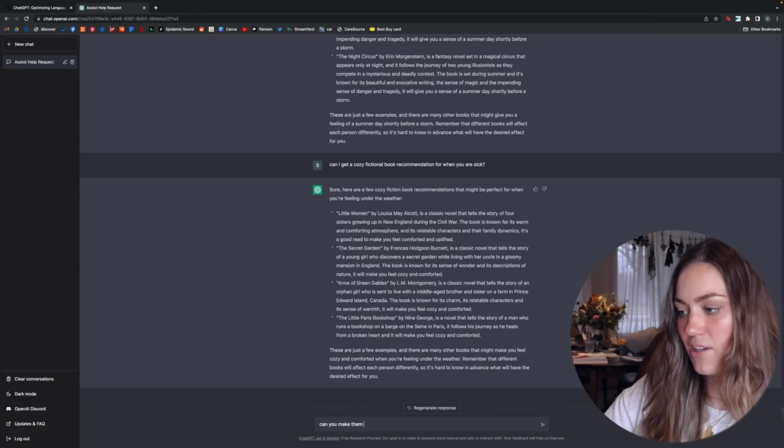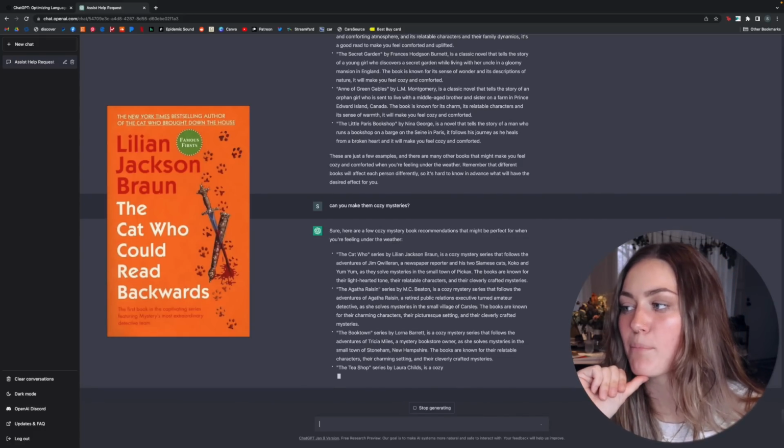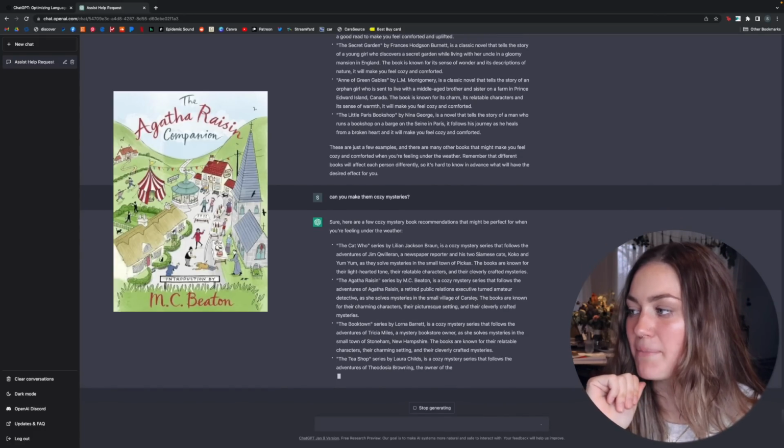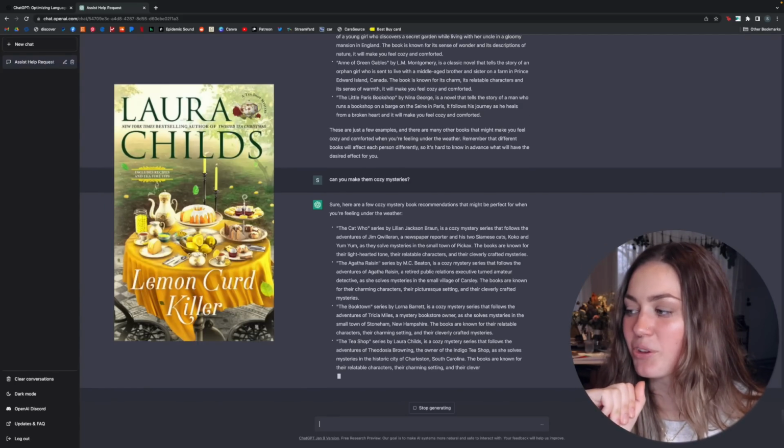I want to see, can you make them cozy mysteries? So, cozy mystery recommendations are The Cat Who series by Lilian Jackson Braun, the Agatha Raisin series by M.C. Beaton, the Booktown series by Lorna Barrett, and the Tea Shop series by Laura Childs.